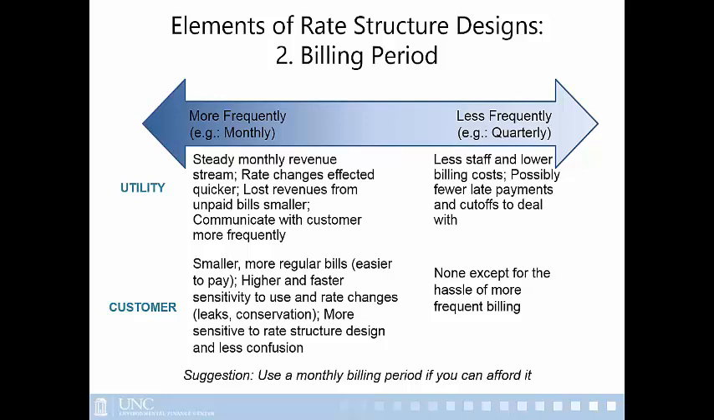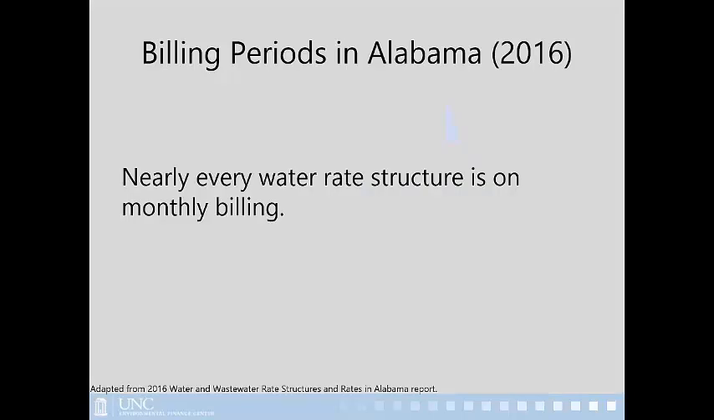You get more revenue stability that way, and the cash flow is easier for the utility because you're getting money every single month instead of every few months. For the state of Alabama, nearly every water rate structure was on monthly billing. I think we found one or maybe two utilities that were charging something different than that.